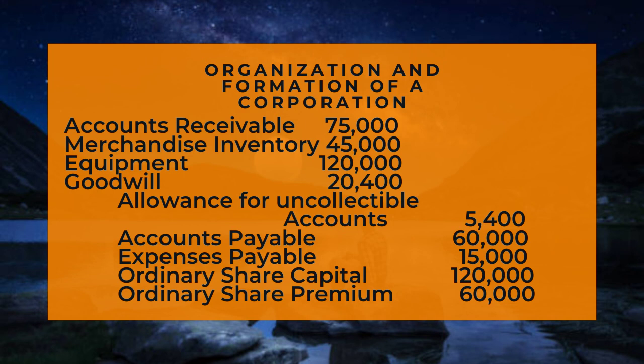Credit allowance for uncollectible accounts for 5,400 pesos. Credit accounts payable for 60,000 pesos. Credit expense payable for 15,000 pesos. Credit ordinary share capital for 120,000 pesos. Credit ordinary share premium for 60,000 pesos.